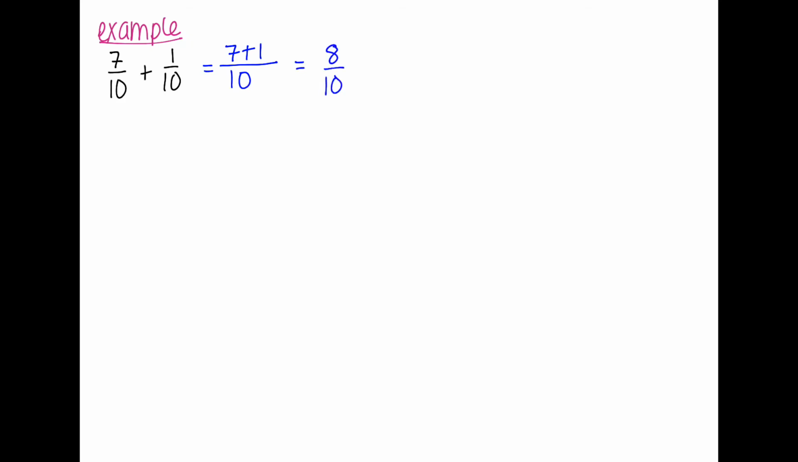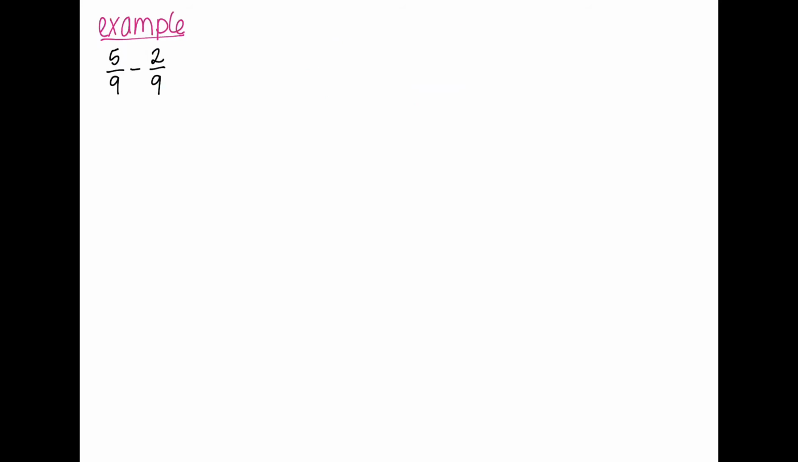We have 8/10. I know that 8 and 10 have a common factor of 2, so I'm going to divide them both by 2. 8 divided by 2 is going to be 4, and 10 divided by 2 is 5. 4 and 5 don't have any common factors, so 7/10 plus 1/10 is 4/5 after you've simplified all the way. My answer is now in simplest form.